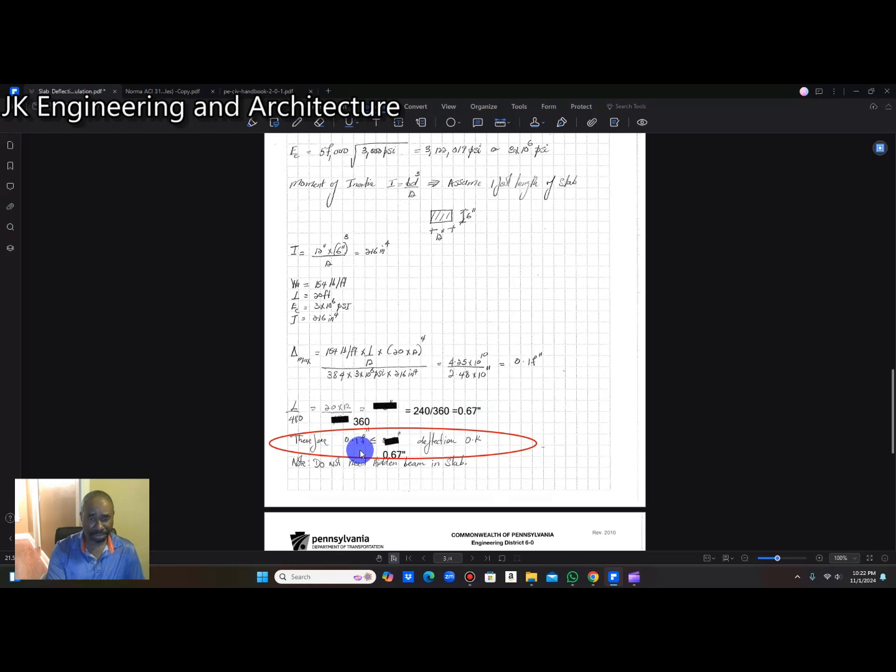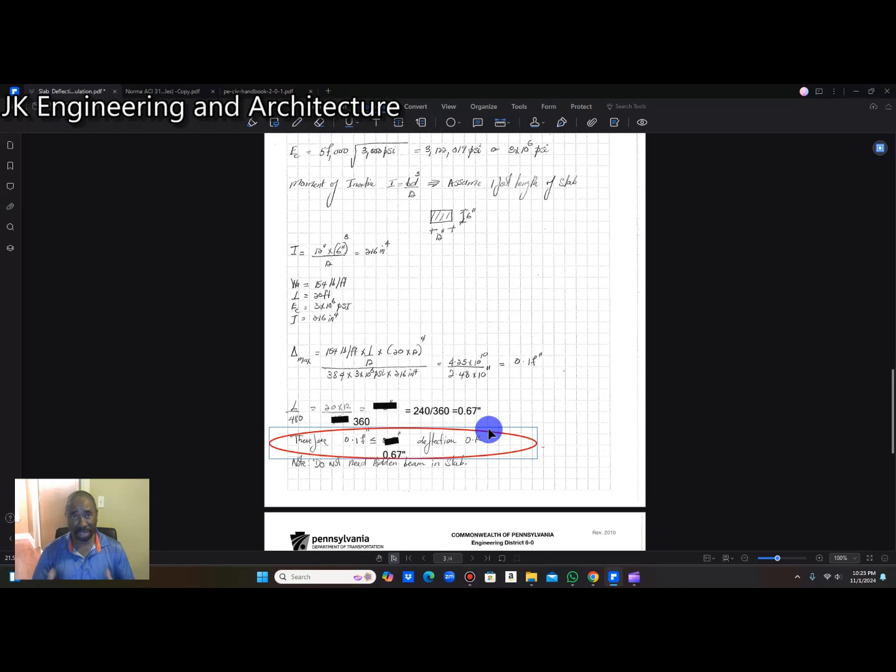So therefore, our maximum deflection is going to be 0.17 inch, and our allowable deflection is going to be 0.67 inch. Therefore, the deflection in this slab is okay, because the calculated maximum deflection is less than the allowable deflection. So that simply tells us that this 20 feet by 20 feet slab does not need a flat beam at the center to limit the deflection.